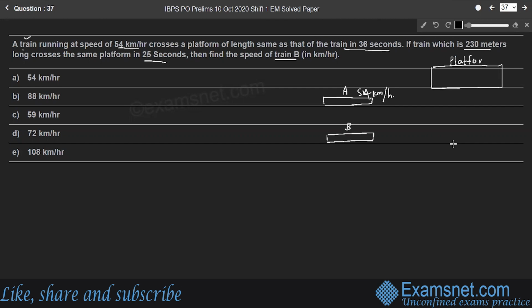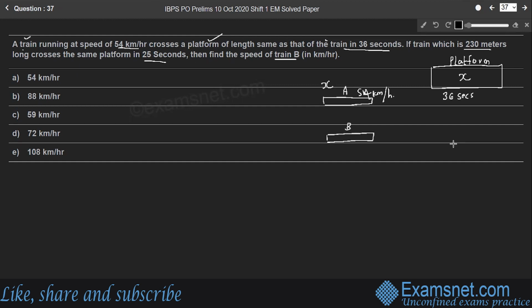Of length same as that of the train in 36 seconds. So train A crosses the platform in 36 seconds. We have to find the length of the train as well as the length of the platform. It is given that the length of the train is equal to the length of the platform. So let us assume the length of the platform or the length of the train is x.